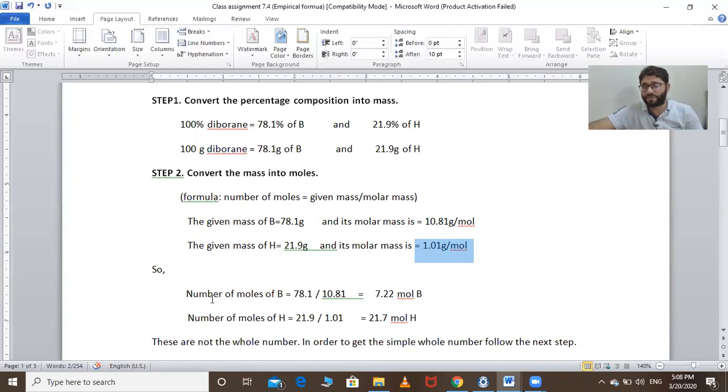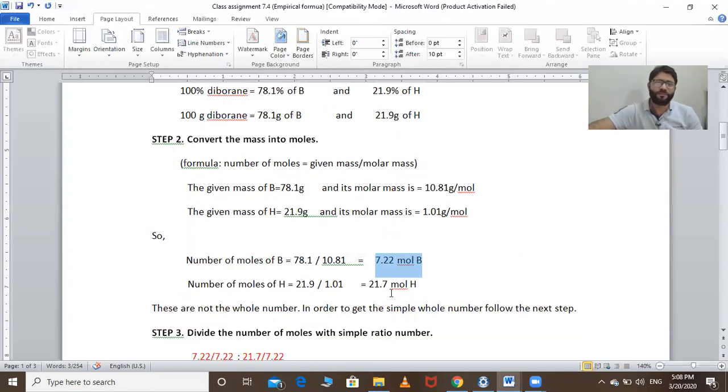If we want to find out the number of moles of boron, it is 78.1 divided by 10.81. So you will get 7.22 moles of boron. Same for the number of moles of hydrogen. As you know, we have a given mass of 21.9 grams divided by its molar mass, 1.01 grams, and you will get 21.7 moles of hydrogen.